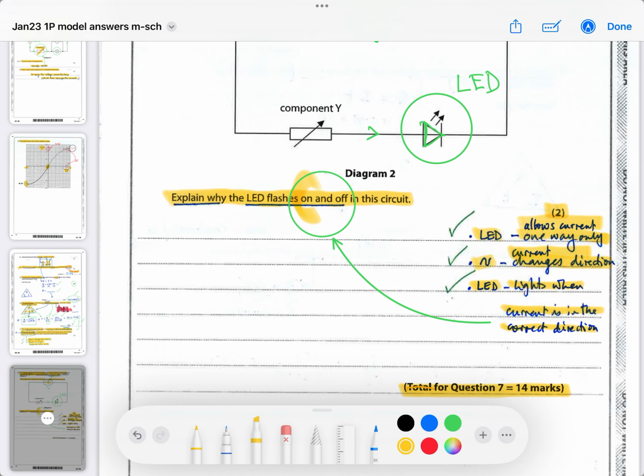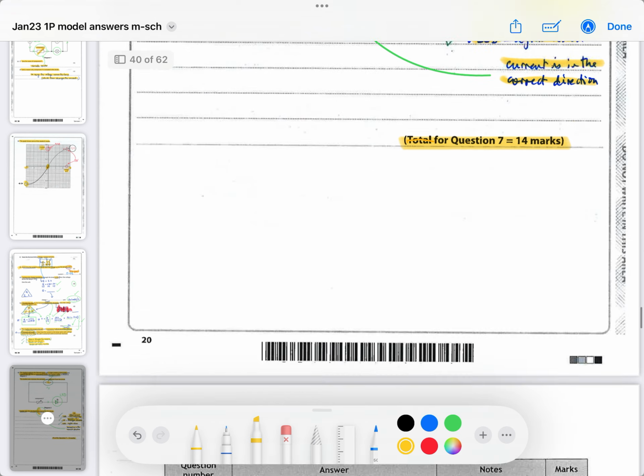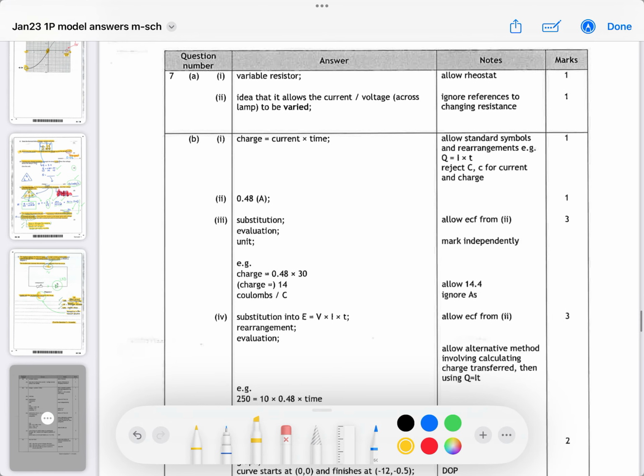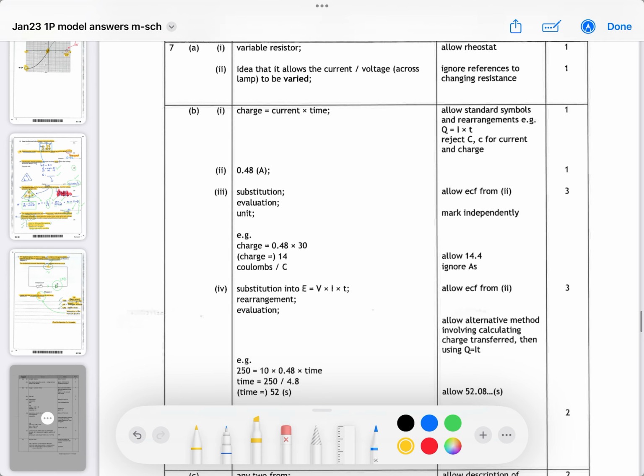So electricity is a big topic. Okay. All right. So here's the mark scheme. So I'm going to let you stop the video whenever you want to and have a look at what it's looking for. There you go.